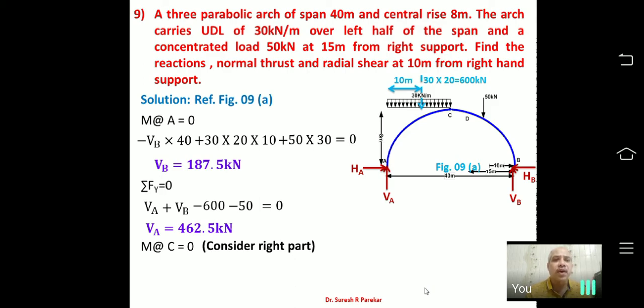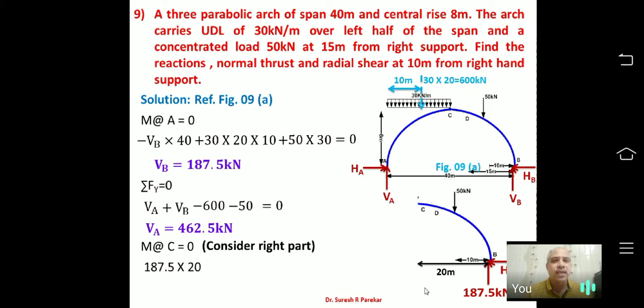Now we will go for the horizontal reaction. We will take moment about C0. Now we will take the right part, because in the left we have UDL, so it is preferable to consider the concentrated load part. So if we take moment, we have 187.5 into 20, that is due to the vertical reaction.